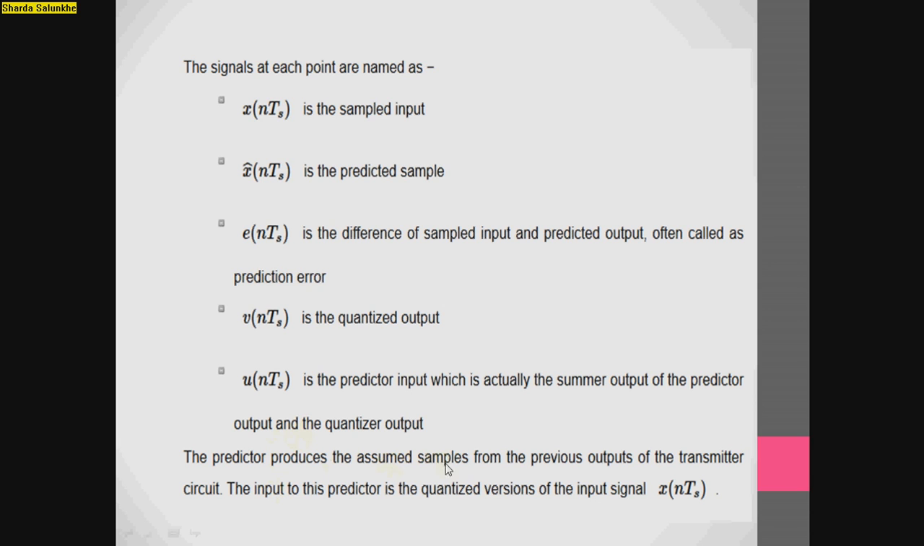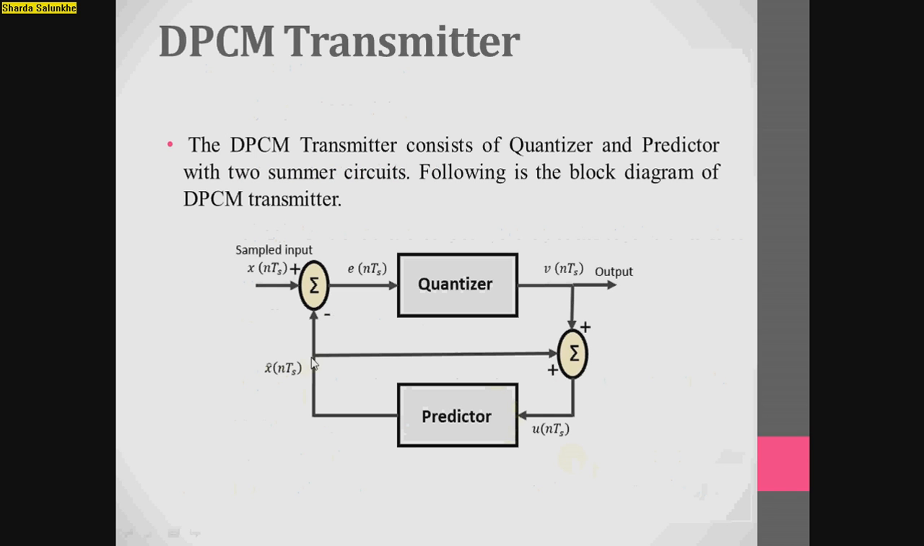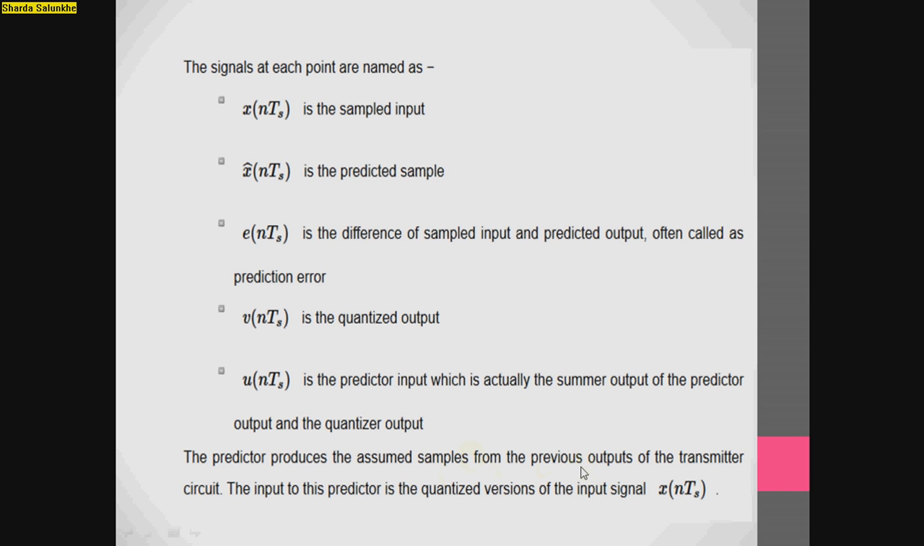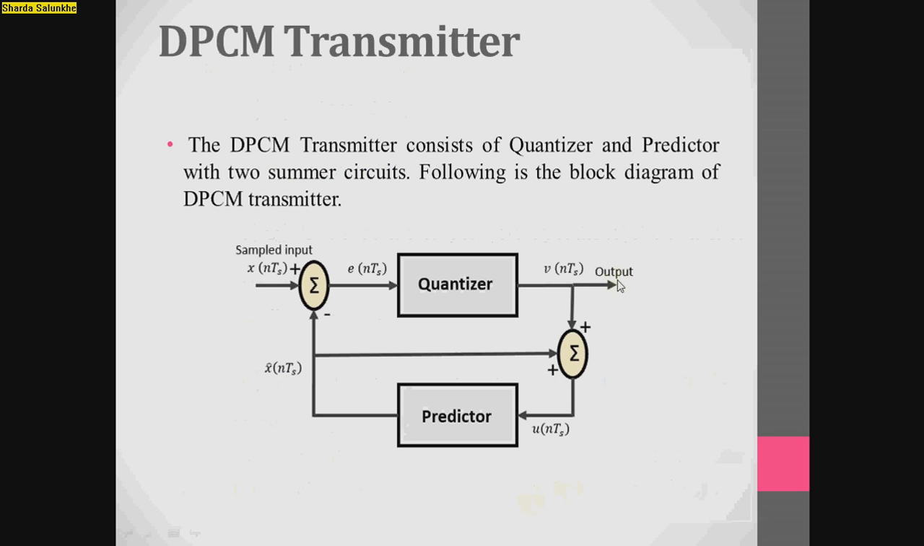The predictor produces the assumed samples from the previous output. So the predictor gives the previous output, the assumed samples, from the previous output of the transmitter circuit, and the input to this predictor is nothing but the quantized version of the input signal. So the input to the predictor is nothing but the quantized input signal.